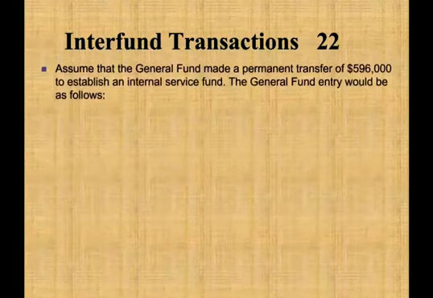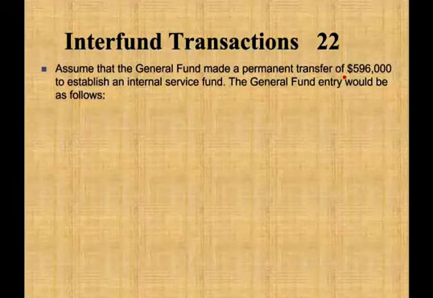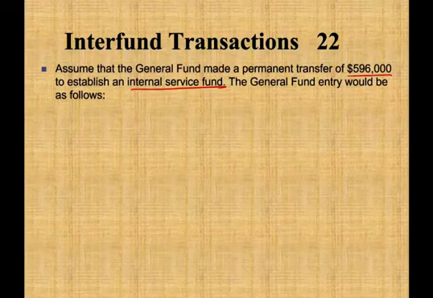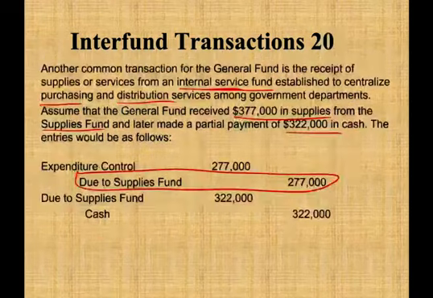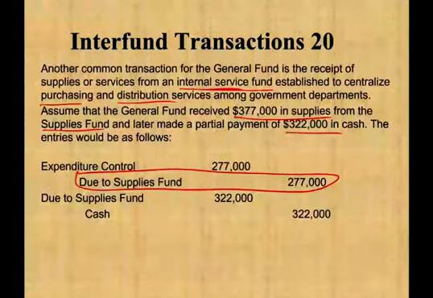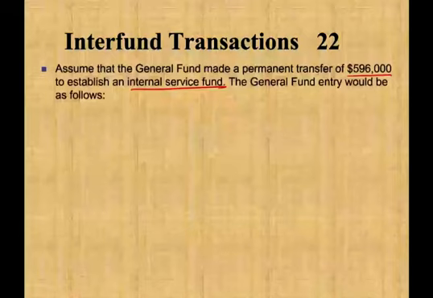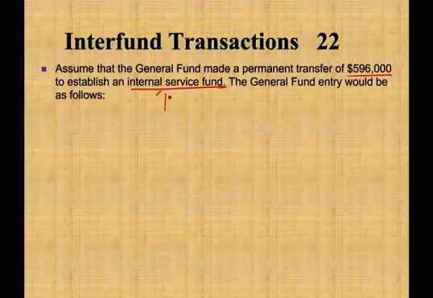More interfund transfers. Assume that the general fund made a permanent transfer of 596,000 to establish the internal service fund. Now let's talk about this. Remember, the internal service fund charges for the supplies. Notice here, when we get the supplies from the internal service fund, they charge us for the supplies. Therefore, we had to debit expenditure. Now, we're going to establish another internal service fund.